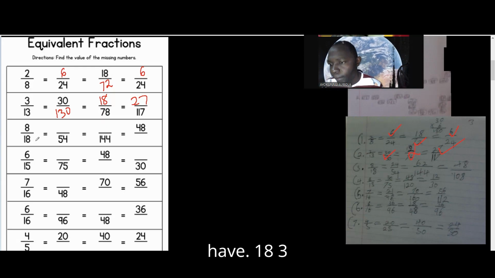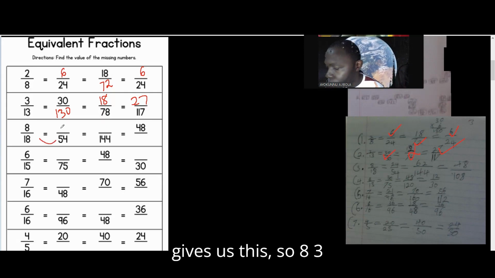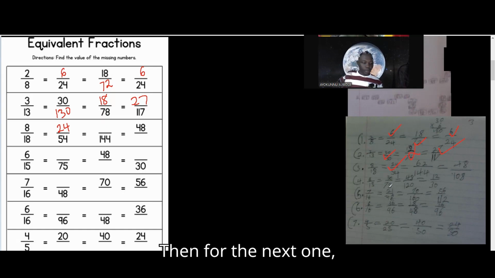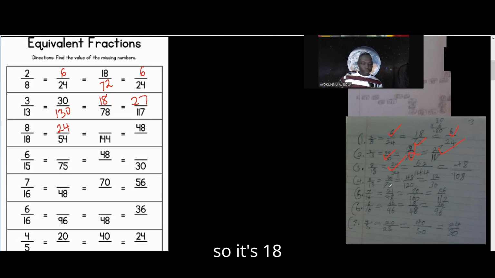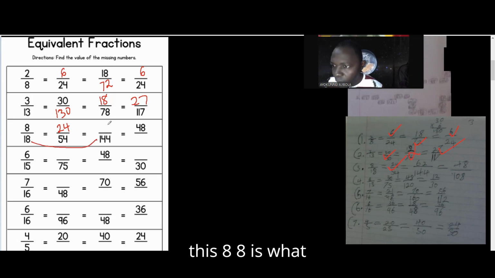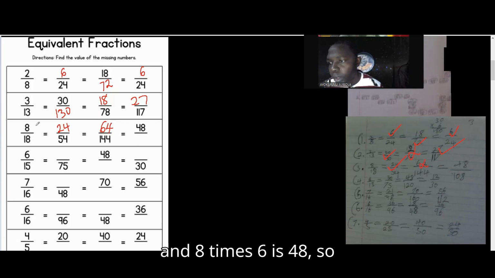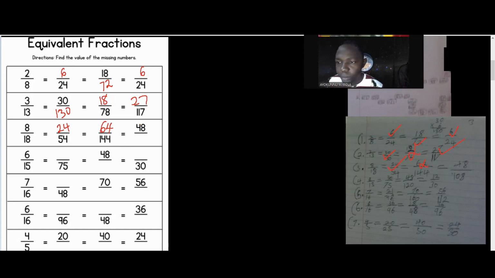We have 18 times 3 gives us this. So 8 times 3 gives us 24. Then for the next one, 44. So it's 18 times 8 to give us this. 8 times 8 is what? 64. And 8 times 6 is 48. So we need 18 times 6. And that is 108.